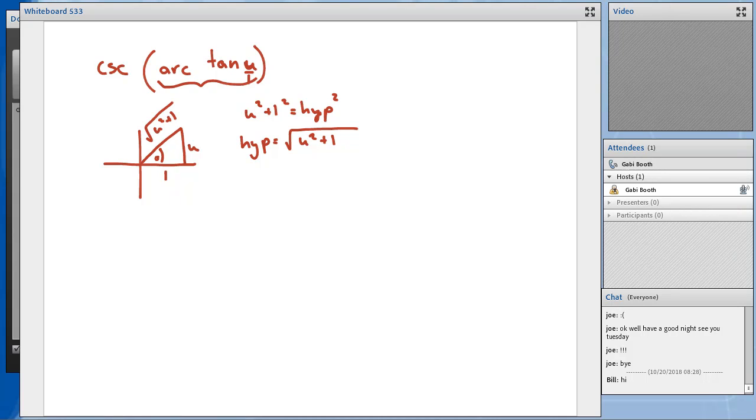And now the cosecant is hypotenuse over the opposite, the reciprocal of the sine. So the hypotenuse in this case is square root of u squared plus 1 over the opposite side, which in this case is u. And that does not need to be simplified any further. So these are some problems from section 10.4.